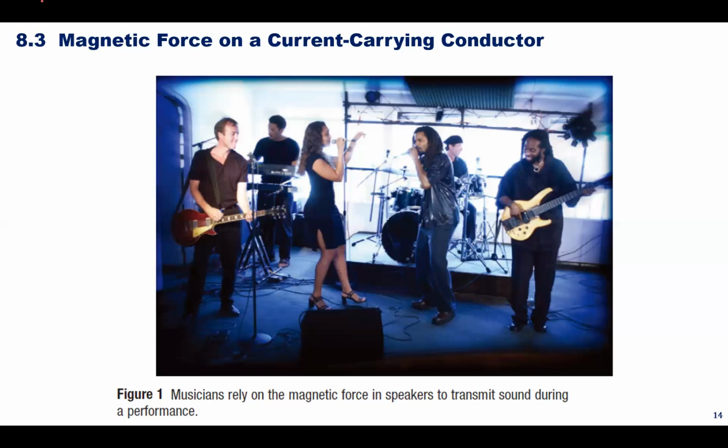So how does a speaker work? Inside the speaker is an electromagnet as well as a permanent magnet. The magnetic field of the permanent magnet exerts a force on the current in the coil of the electromagnet. The speaker uses force to produce sound waves. Simply put, a speaker works because a current-carrying conductor experiences a force in a magnetic field.